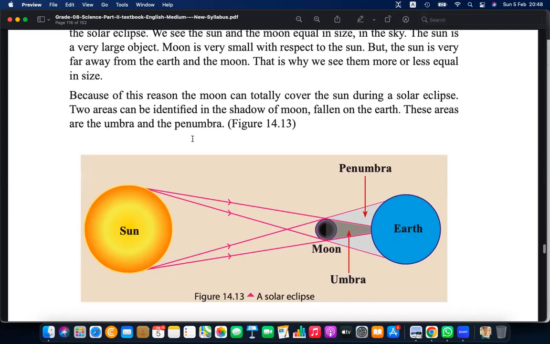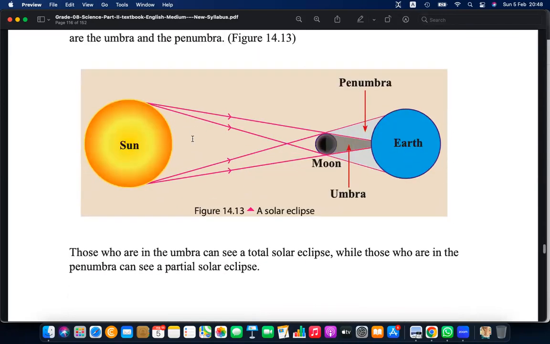Okay. So sometimes you can see. Have you seen eclipses? Solar eclipses? Yes, sir. When? Can you remember? In 2018. Is it full or half? Half. It is partial, right?